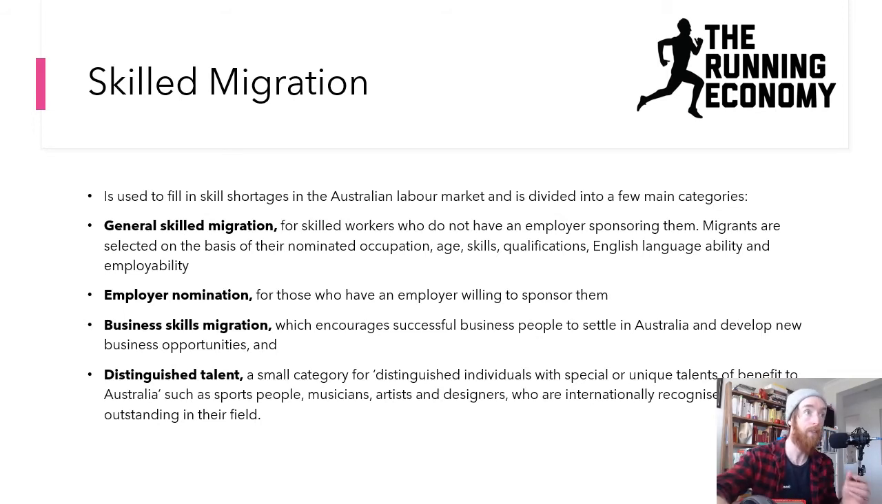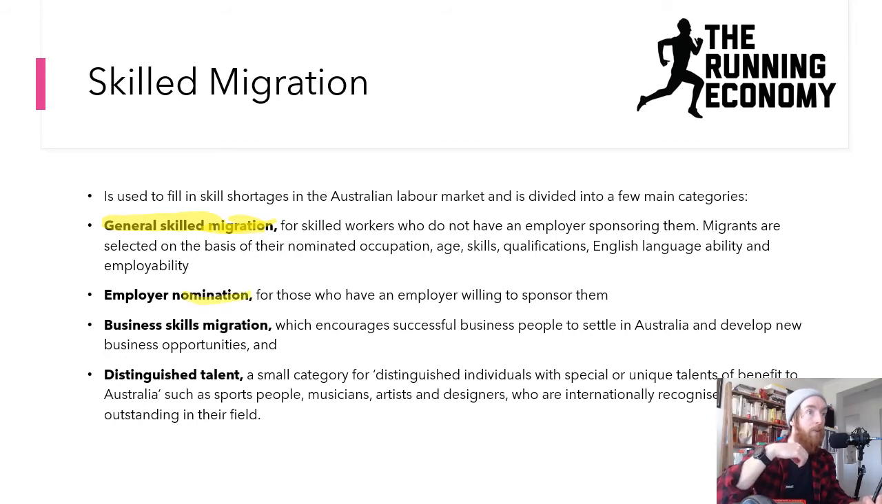So this is used to fill skill shortages in the Australian labour market, divided into a few main categories. So we've got general skilled migration, which is for workers who do not have an employer sponsoring them, but are selected based on their nominated occupation, their age, skills, or qualifications, their English language ability, and their employability. So they might work in an industry where we desperately need workers, and therefore they can meet that criteria to come over and be expected to get a job in that industry.